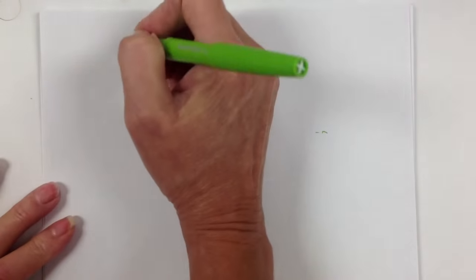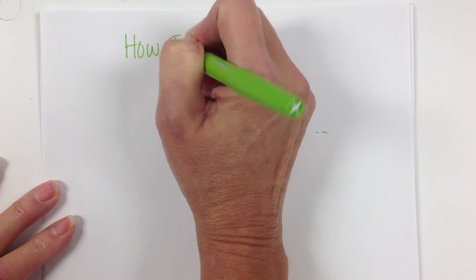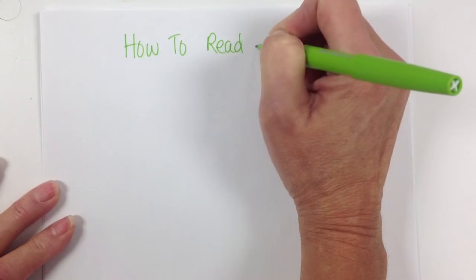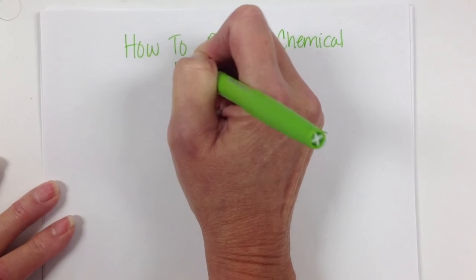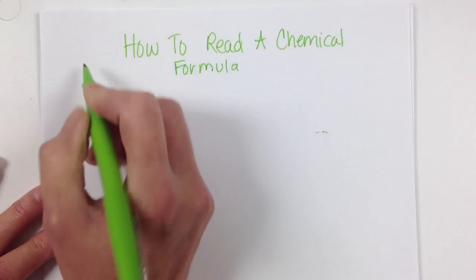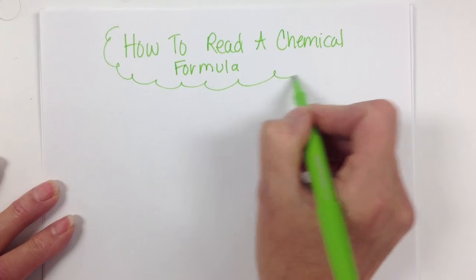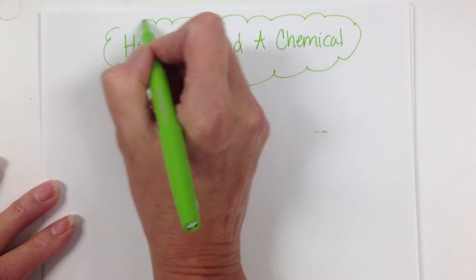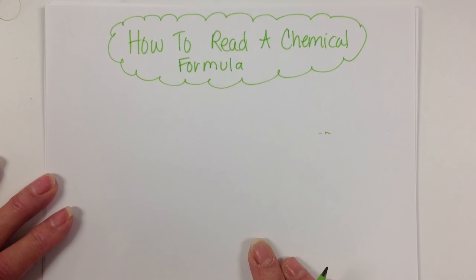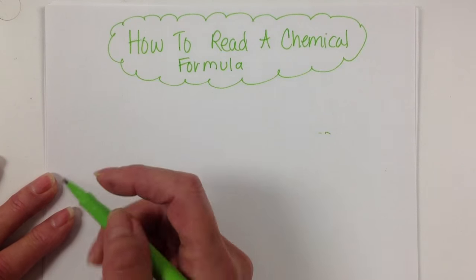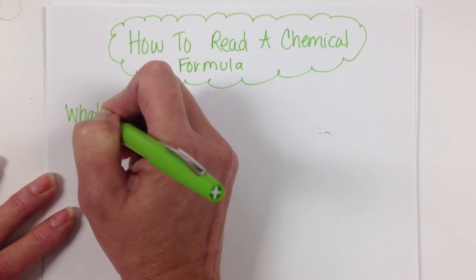Okay, so today's lesson is on how to read a chemical formula. And this is important information because we're fixing to look at some chemical reactions, and we'll need to know how to read the formula for these reactions, as well as be able to set up equations that describe these chemical reactions. So, let's start with, well, what is a chemical formula?